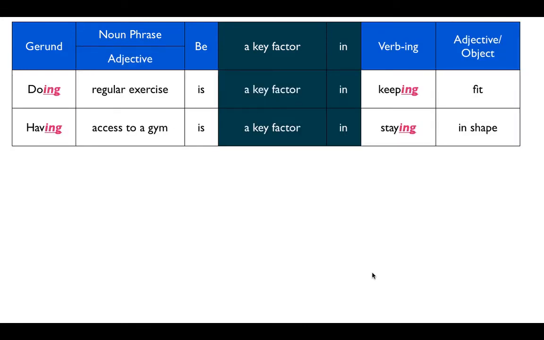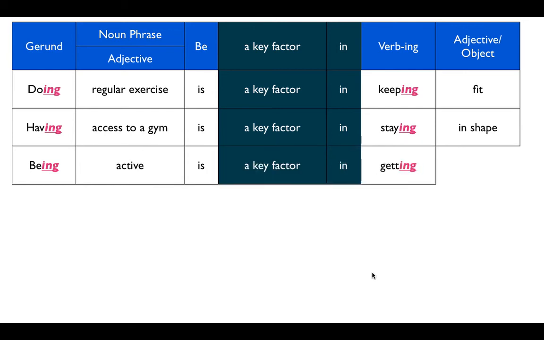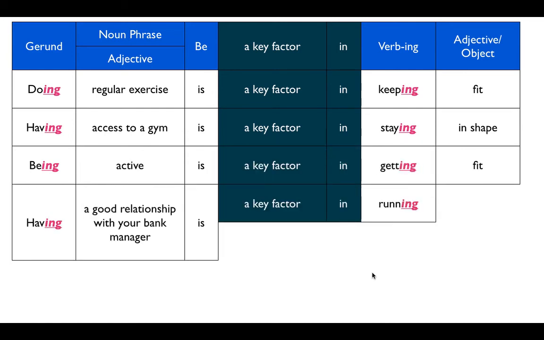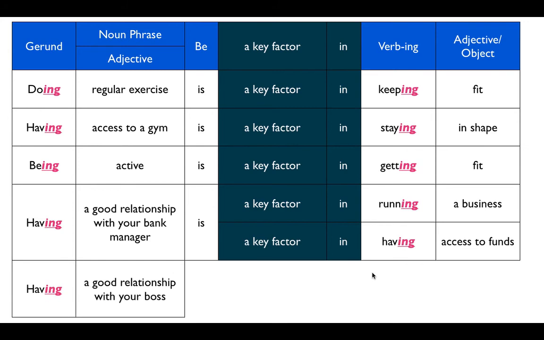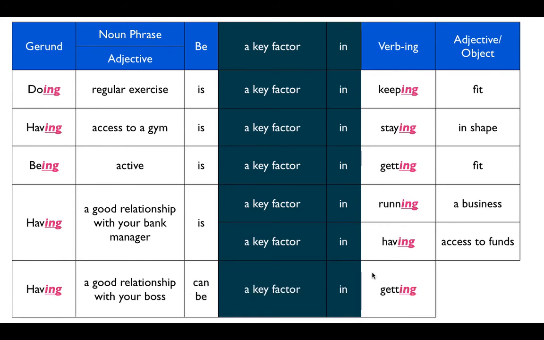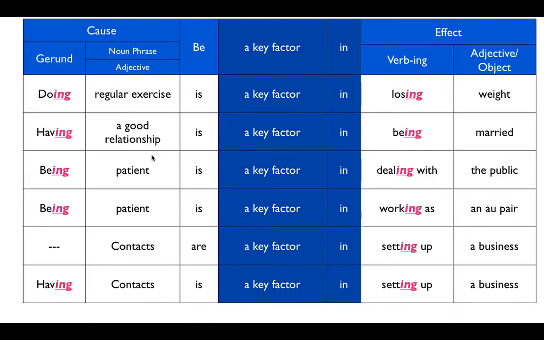So this one is just a repeat, as you can see, of the first one, and we can see the pattern there. It's very important to observe the patterns in the language, okay, so that you can just build it anytime you need. Okay, and here we could say doing regular exercise is a key factor in losing weight. Having a good relationship is a key factor in being married. Being patient is a key factor in dealing with the public. Being patient is a key factor in working as an au pair. Contacts are a key factor in setting up a business.